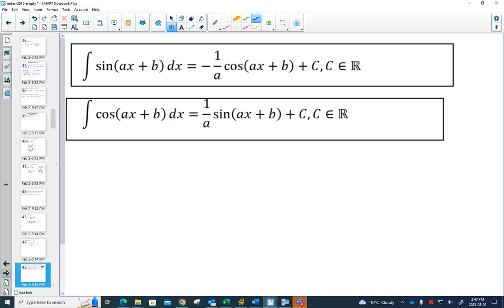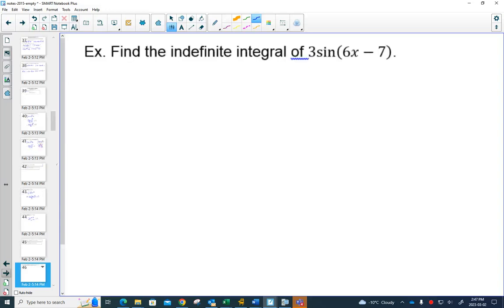Same thing with sine and cos. If you have a line inside, you have to divide out that chain rule.